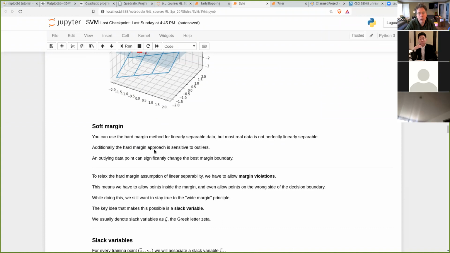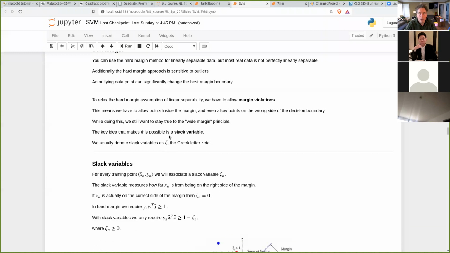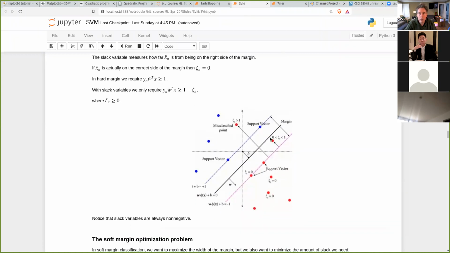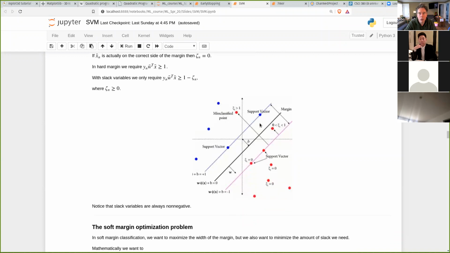The hard margin approach, obviously, we've already said that a lot of data is not really linearly separable, but also the hard margin approach is sensitive to outliers. If you put in one crazy data point, you can totally tilt the decision boundary, which is not good. So to relax the hard margin assumption, we have to allow margin violations. Margin violations are points that are inside the margin or even worse, completely on the wrong side of the decision boundary. Everywhere the slack variable is not 0, that's a margin violation.